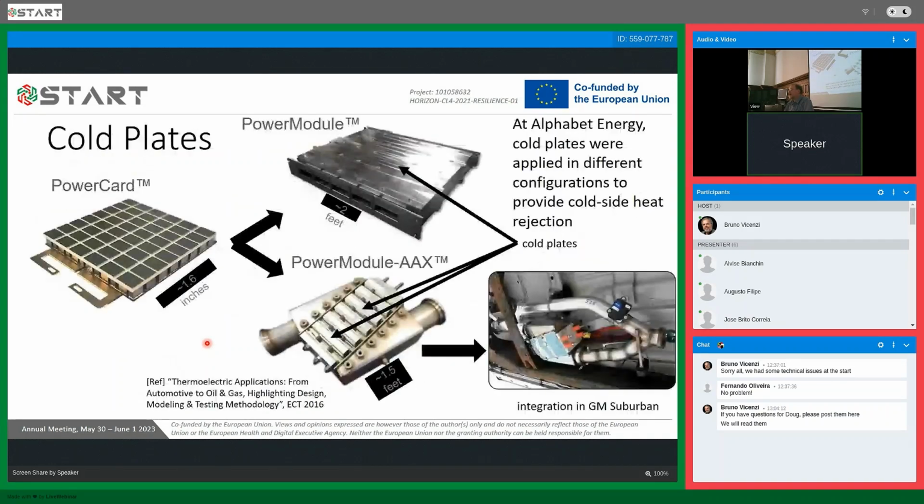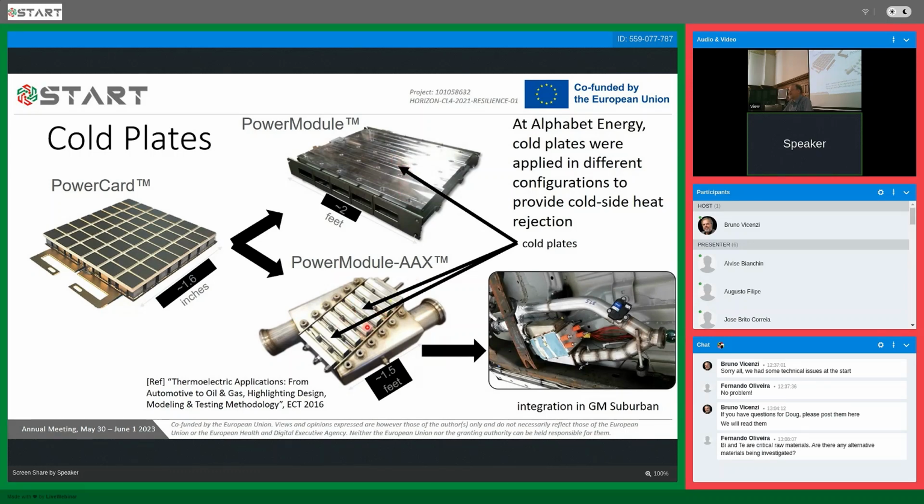I'm jumping back to some of the Alphabet Energy work. I talked earlier about the power cards that are shown here. There were two different setups. This power module I showed earlier went into the E1, which I'll show on the next slide, where there were cold plates on both sides of it. There were many bolts; you can see the bolt holes going through this in order to make sure that we had compression. We used Belleville washers as springs to make sure that we had that compression.